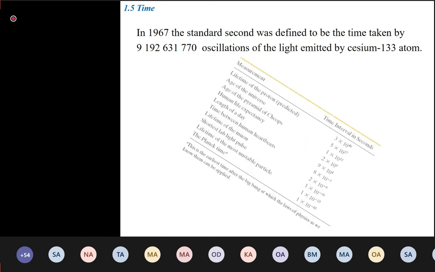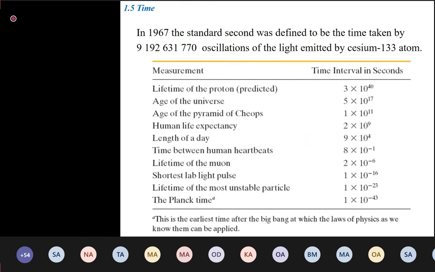So that was one of the standardizations of the second. But when we look at things in terms of durations, I can give you one example, which is the length of the day. Look at this table. There is the length of the day, provided as a time interval in seconds. So 9 times 10 to the power 4 is 90,000 seconds. That's how long the day is. When you see a positive power of 10, it means that duration is more than a second. When you see a negative power of 10, it means that duration is less than a second, okay?